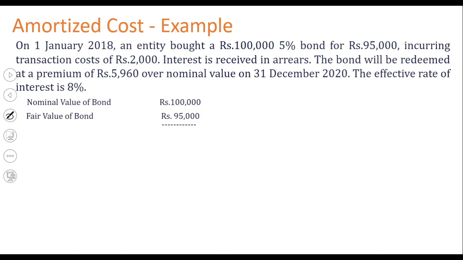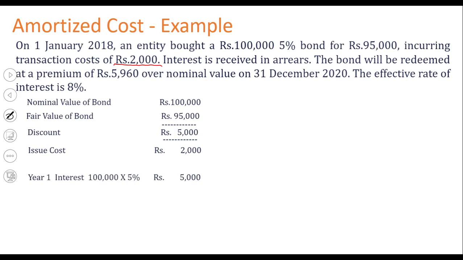Okay, so initially when we are purchasing this financial asset, we are getting a 5,000 discount. So that is one gain that we are getting. The second thing is, there is an issue cost of 2,000. I told you earlier, right? When acquiring this particular financial instrument, we have to incur 2,000 transaction cost, which is our expense.